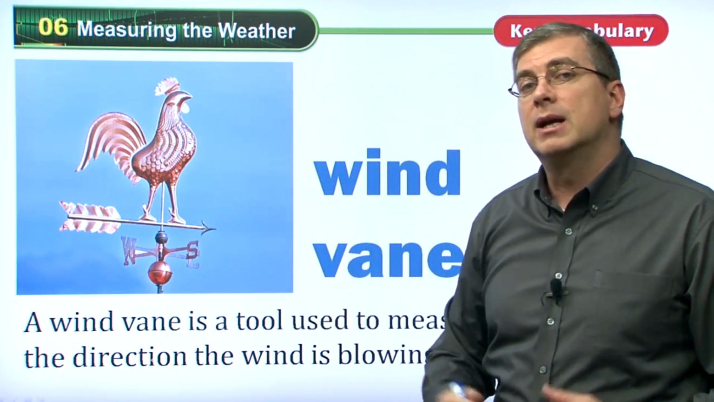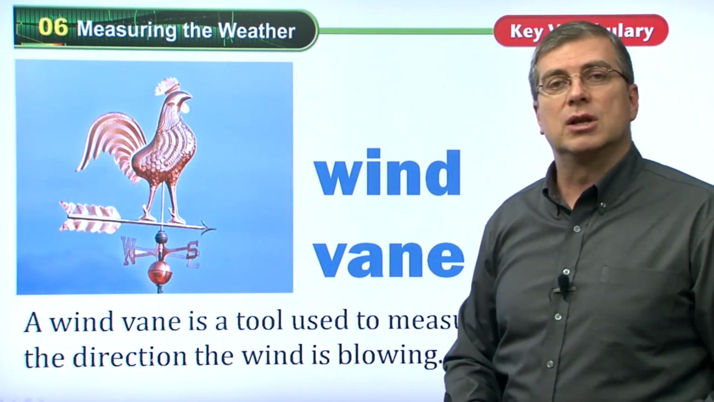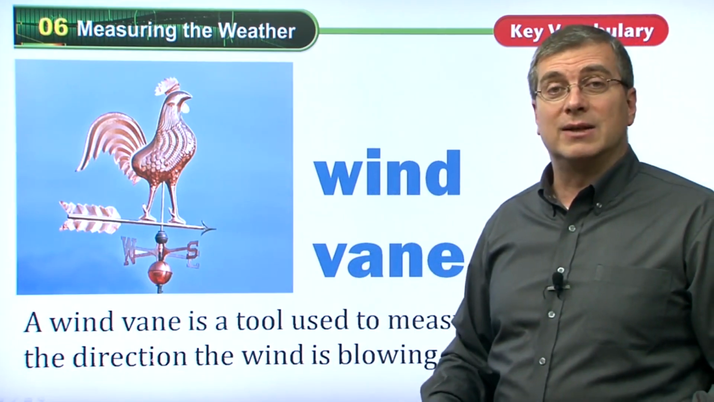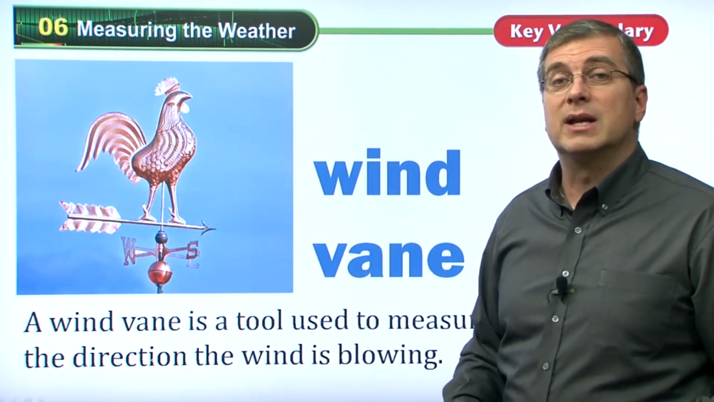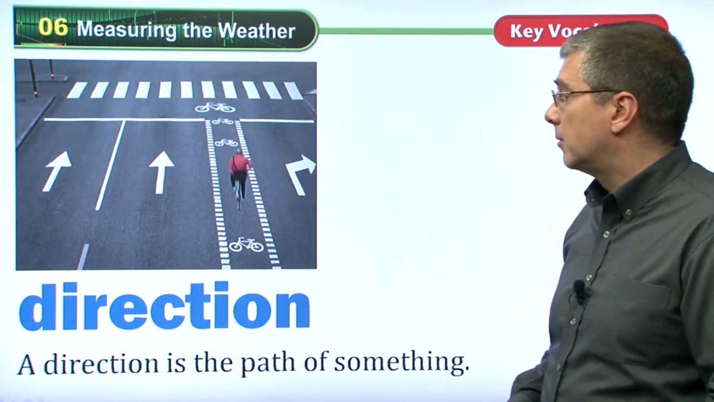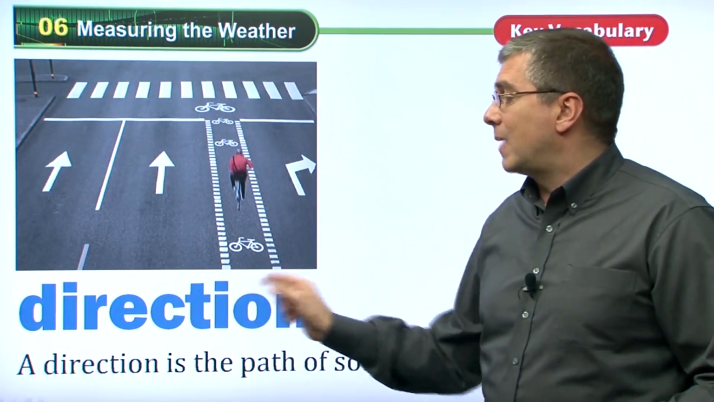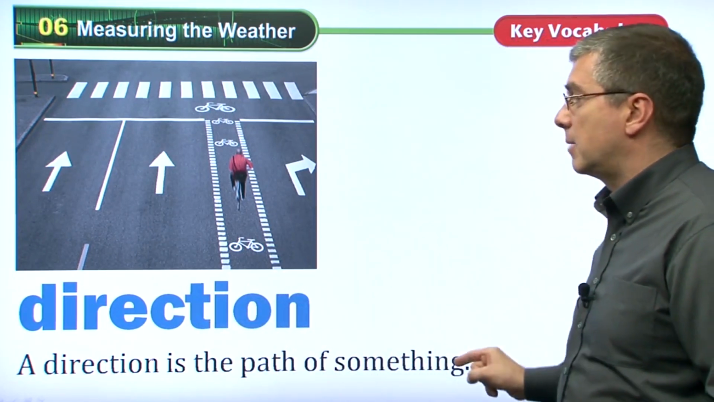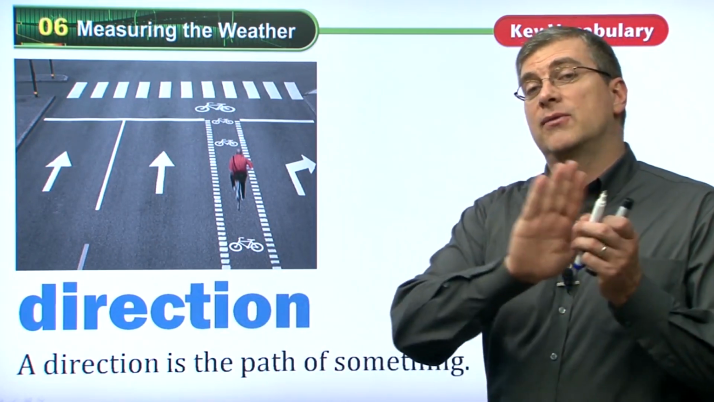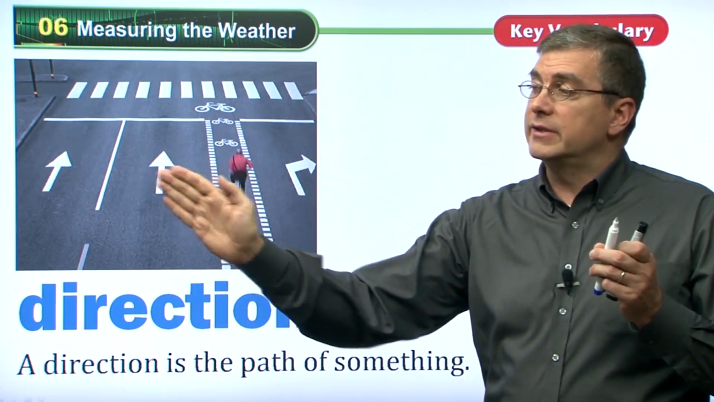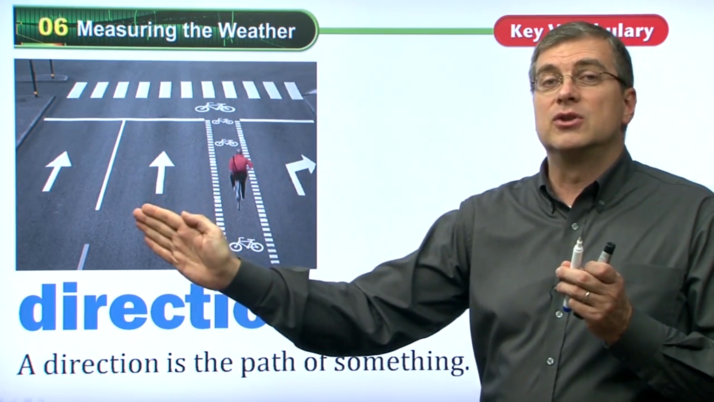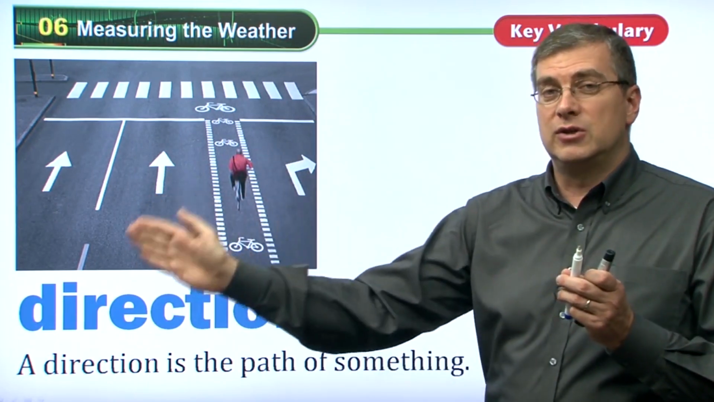Where is the wind coming from? That's the direction of the wind. We can use a wind vane to measure that, to figure out where the wind is coming from. Now, that's what I just talked about, direction. What is direction? Direction is the path of something. If the wind is coming from the west and going to the east, what is the direction of the wind? It's blowing in an easterly direction.